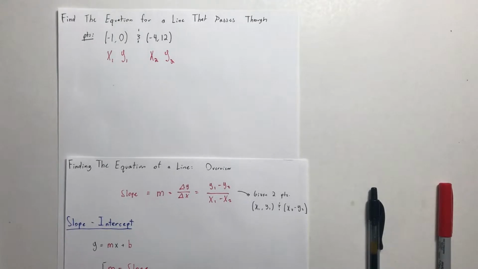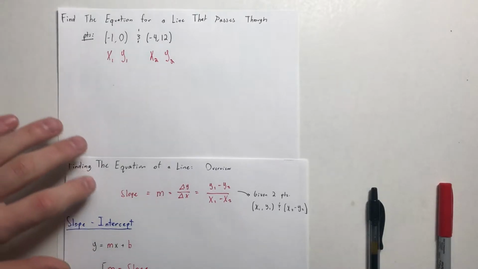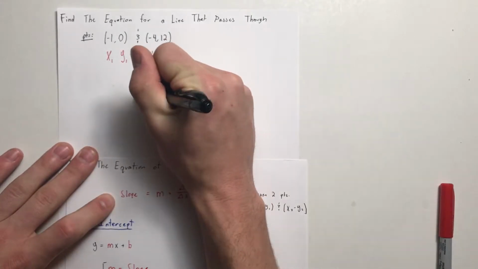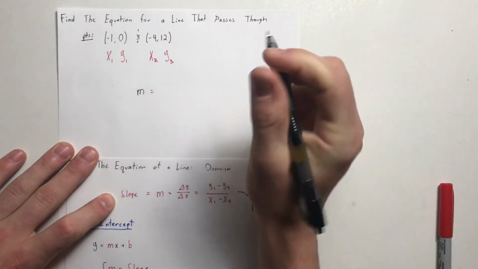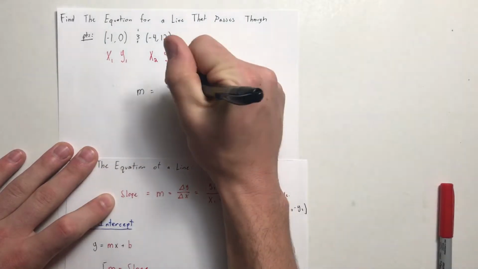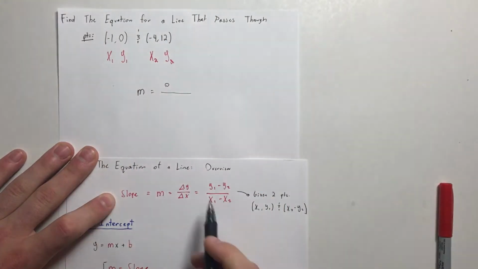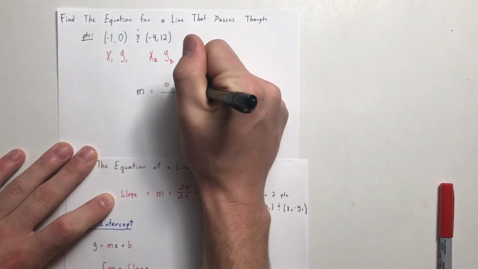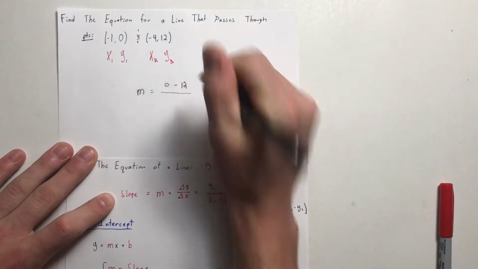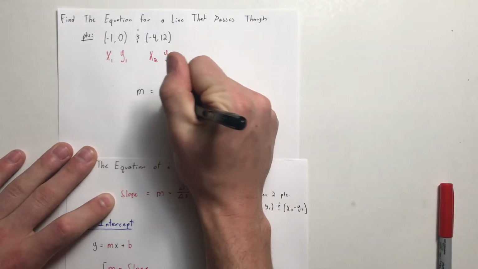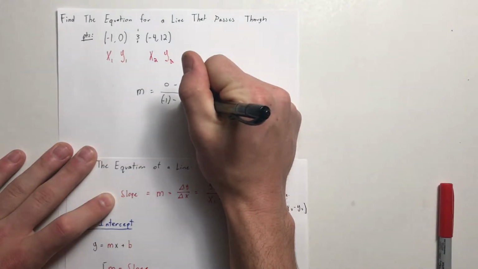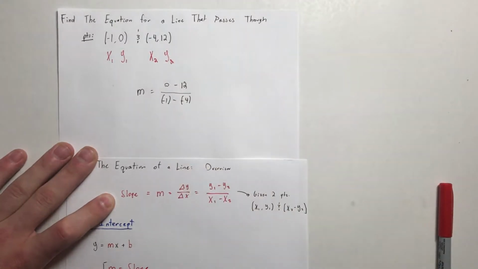So let's go ahead and just plug these points into this slope formula, and we'll see what we get for slope. So we know that our m is equal to y1 minus y2 over x1 minus x2. y1 in this case is 0, minus our y2, which is 12. And then our x1 is -1, so we'll put in a -1 here, minus our x2, which is -4.